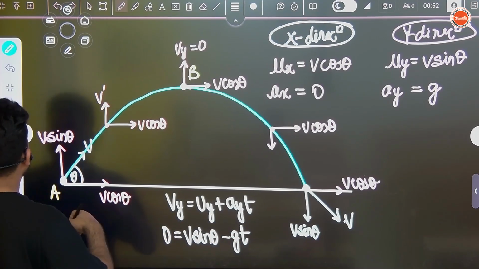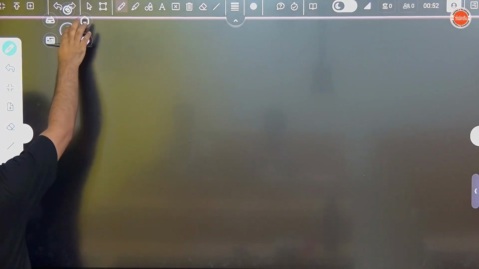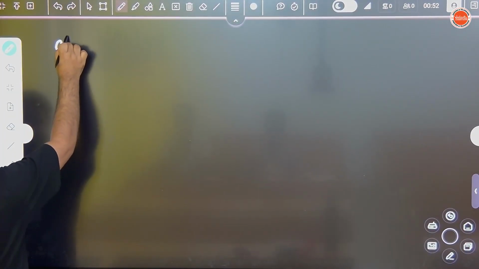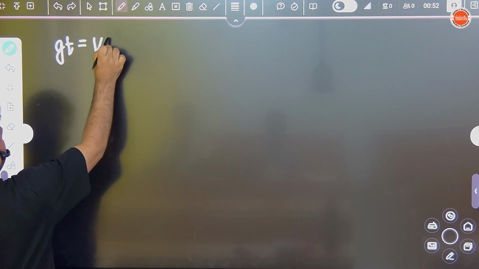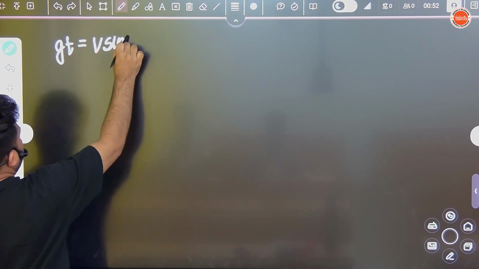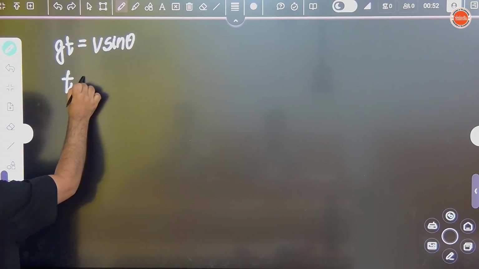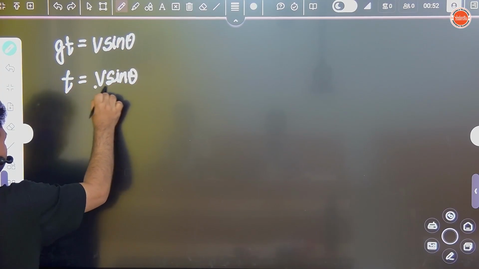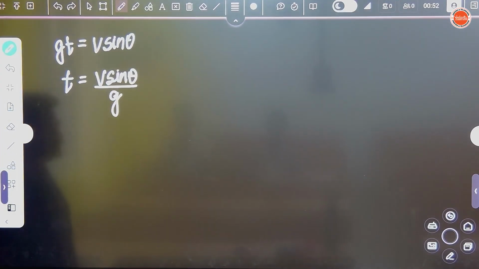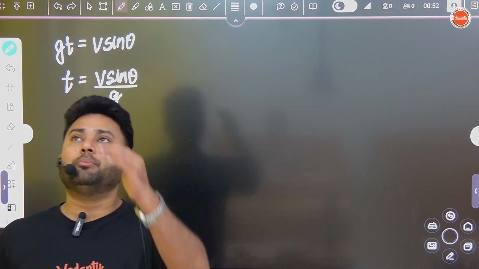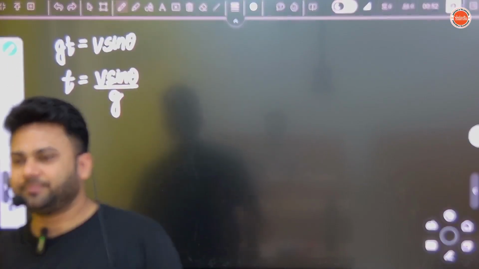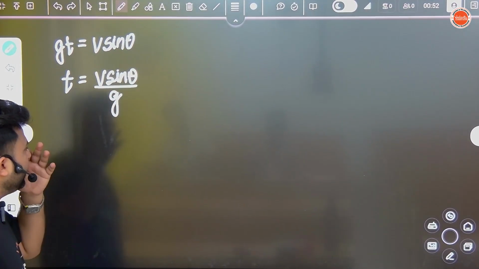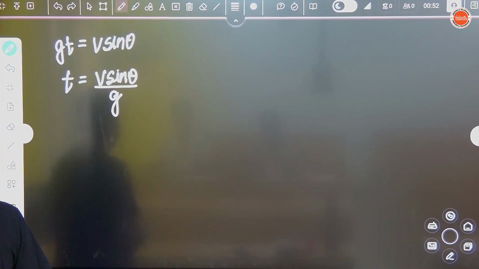So this minus gt will come here. So plus gt equals v sin theta. So the time to go up will be v sin theta by g. This is the time the ball takes to move to the maximum height. Correct? So this is how we solve in x direction and y direction.